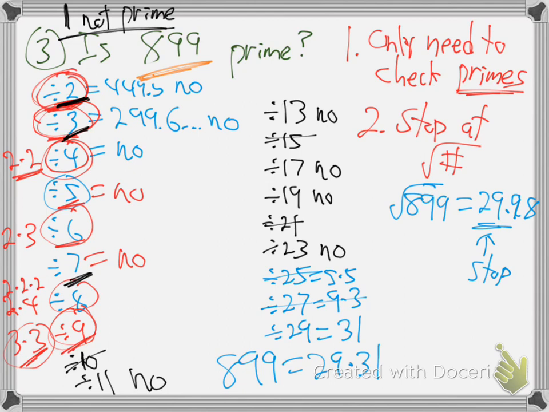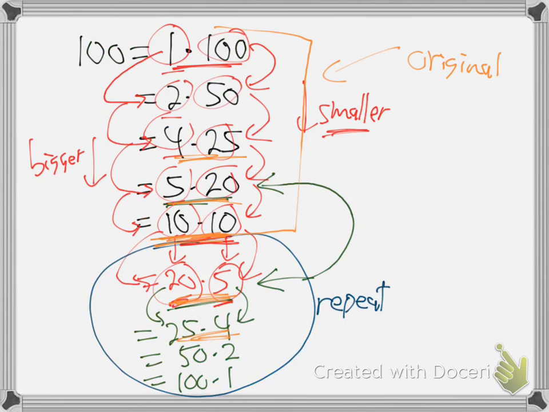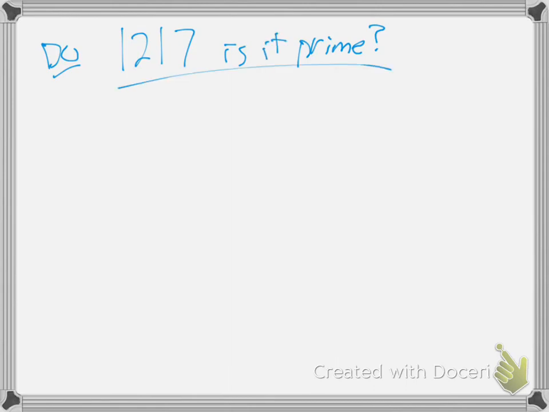You want to try one of these? Let's try one. Sure, why not? How about 1217? Is it prime? I have no idea. I just made this up. It sure looks prime to me, but I have no idea. It has a definite prime look to it, but so did the last number. So I don't know.